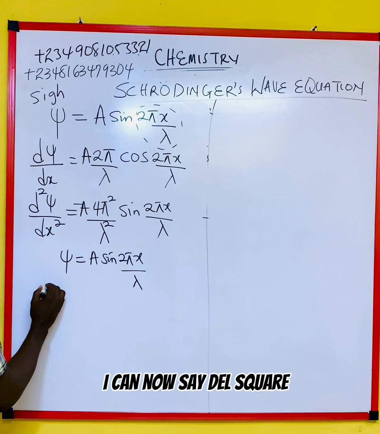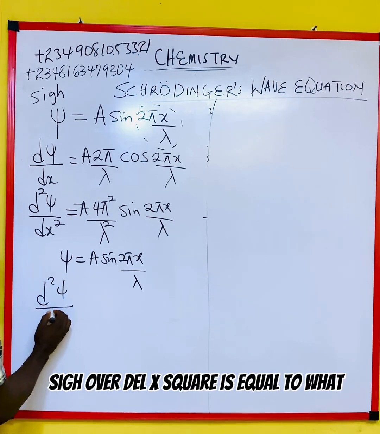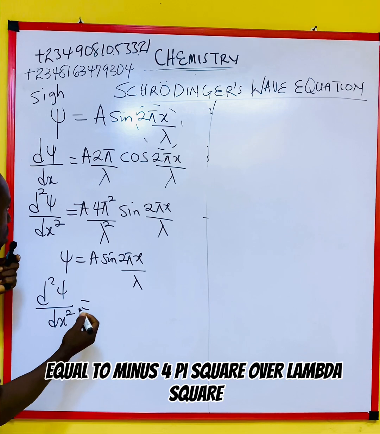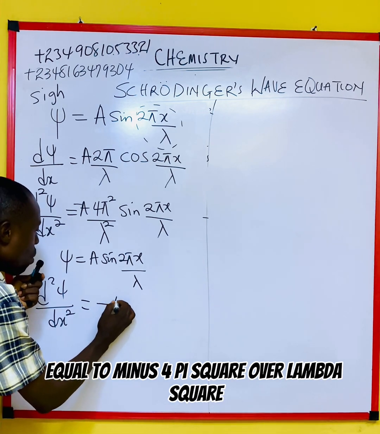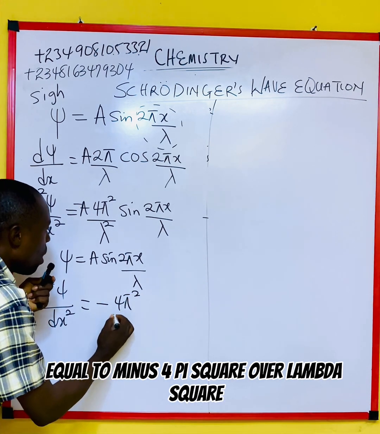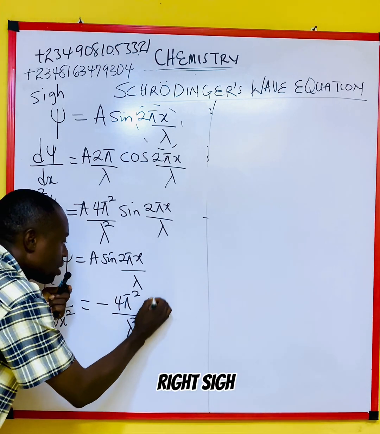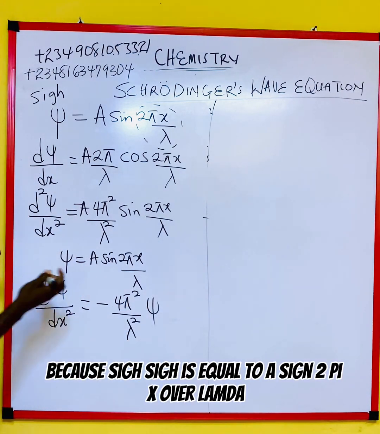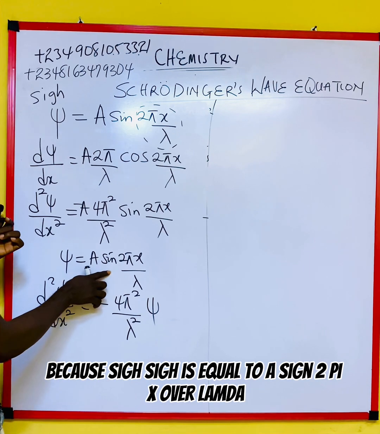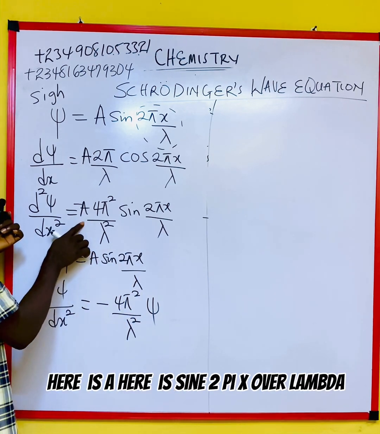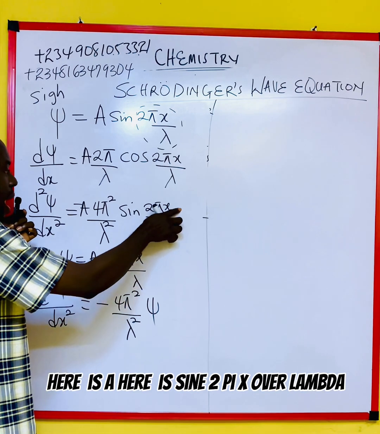I can now say d square psi over dx square is equal to minus 4 pi square over lambda square psi, because psi is equal to A sine 2 pi x over lambda. So here is A, and here is sine 2 pi x over lambda.